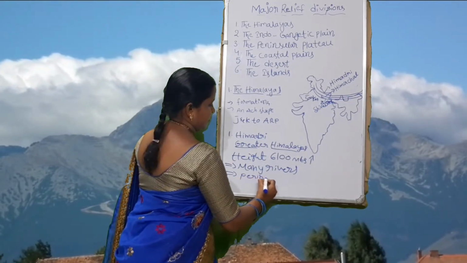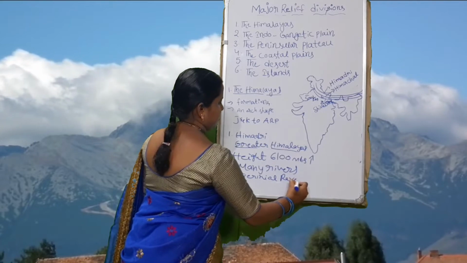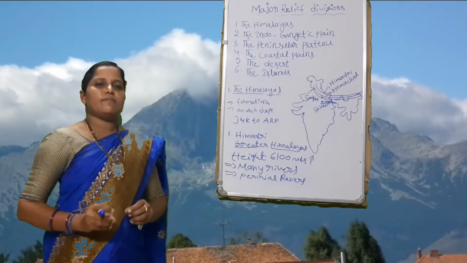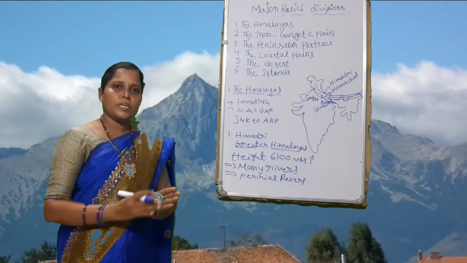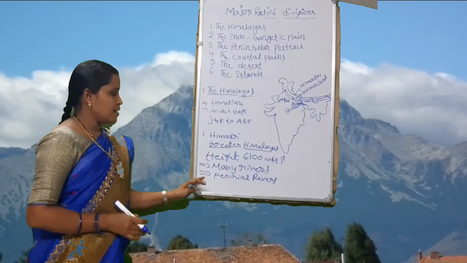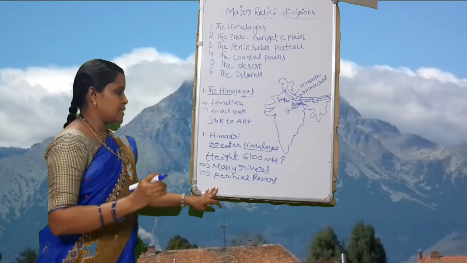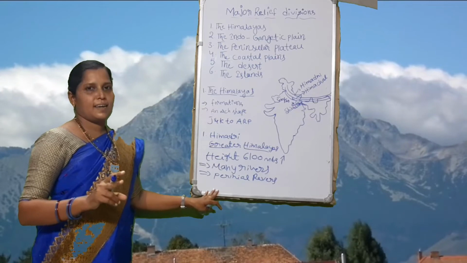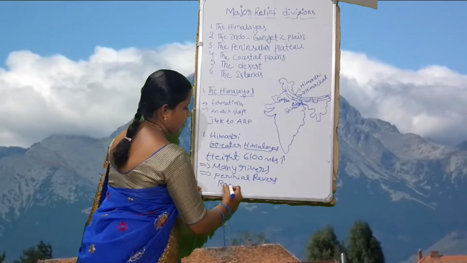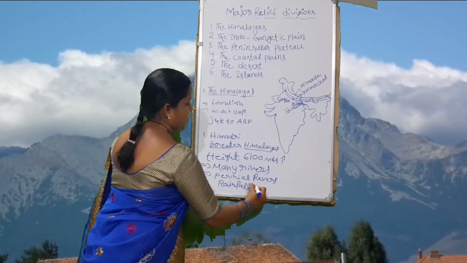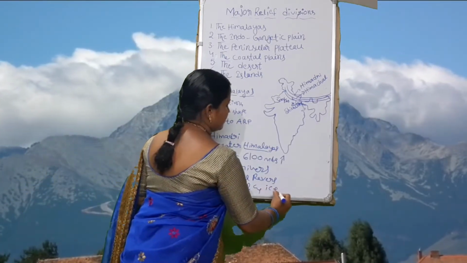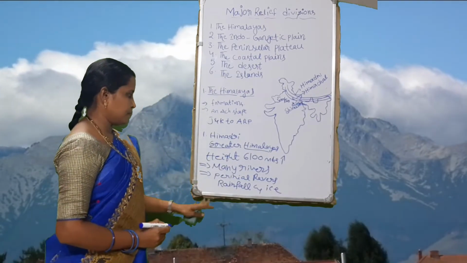Perennial rivers means rivers that do not dry up. Rivers flow continuously throughout the year. This is called a perennial river. What is the reason for perennial rivers flowing throughout the year? Two reasons are there. Because the Himalayas are a source of rainfall, and the Himalayas are totally covered with ice. These are the two reasons for perennial rivers.